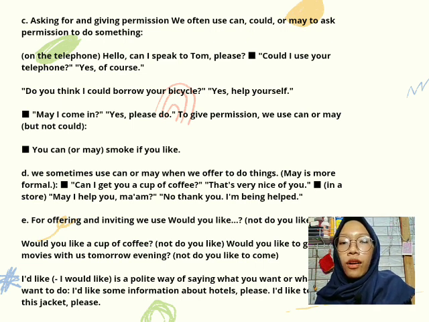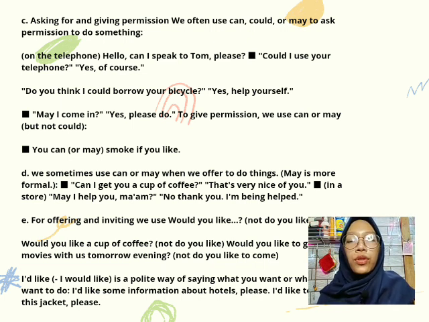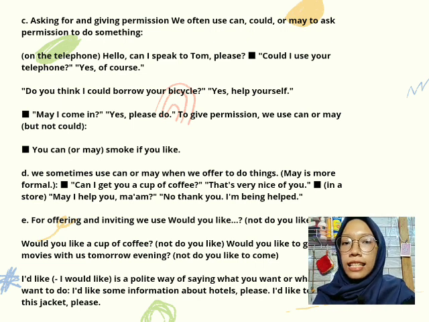E. For offering and inviting, we use would you like, not you like. For other example, would you like a cup of coffee? Not do you like. Would you like to go to the movies with us tomorrow evening? I'd like is a polite way of saying what you want or what you want to do. I'd like some information about hotels, please. I'd like to try on this jacket, please.